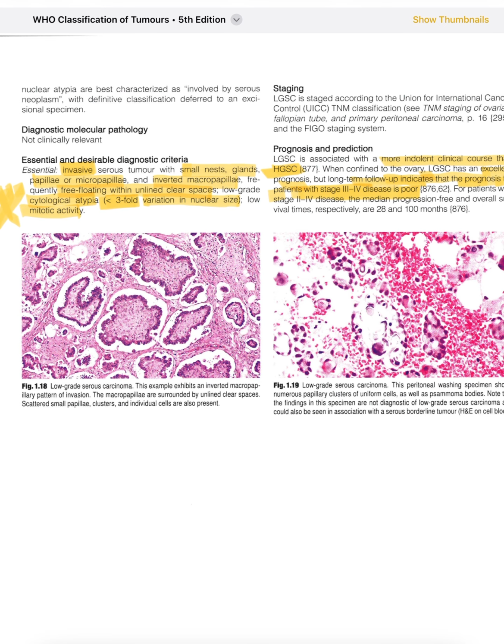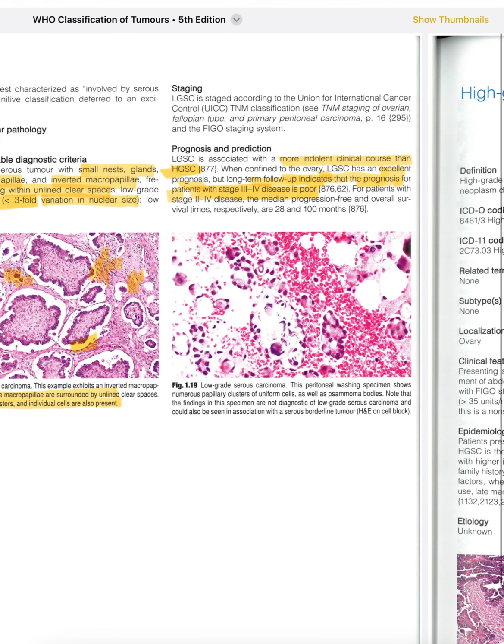Okay, in this photomicrograph we can see this inverted micropapillary pattern of invasion, which means the micropapillae are surrounded by unlined clear spaces, and scattered small papillae clusters and individual cells are also present.